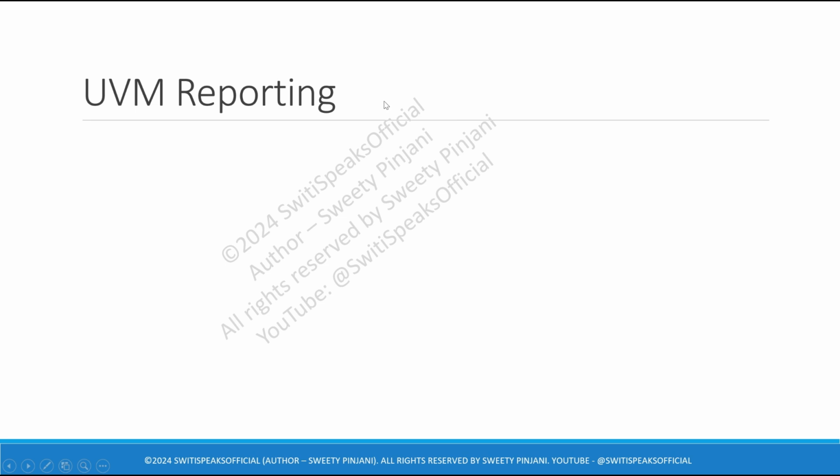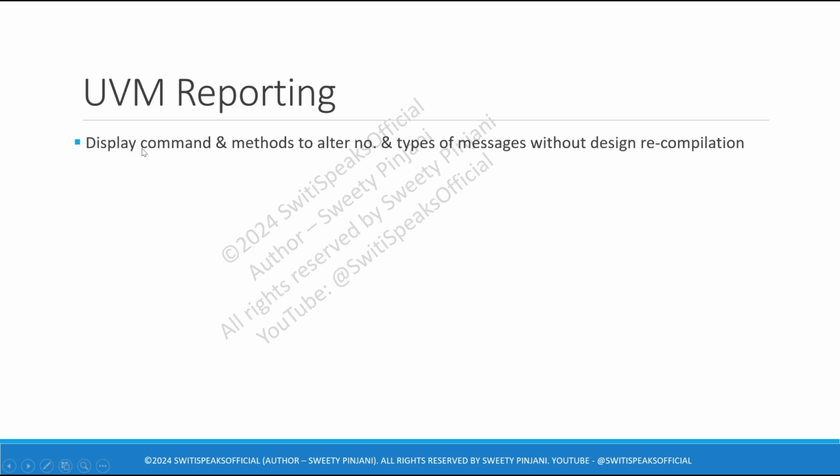First, what is UVM reporting? UVM reporting can also be called UVM messaging. It is basically about the messages which you see getting printed in UVM. UVM provides you some display commands and methods using which you can alter the number of messages and the type of messages in UVM, and you can do this without recompilation of the design.